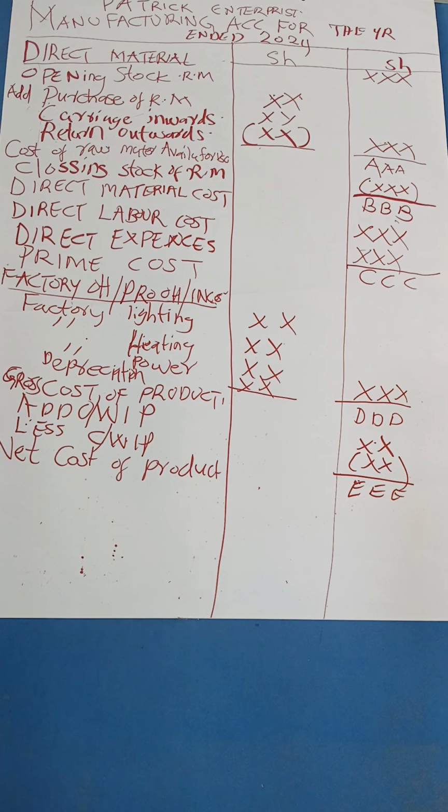Good. Now, with this net cost of production, at the end of the day, the company can decide it wants to determine its own profit.